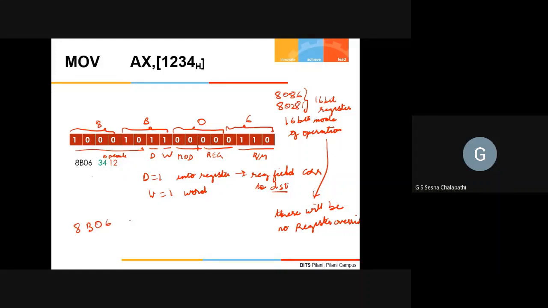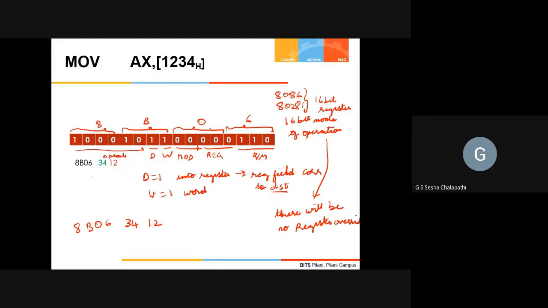followed by the direct addressing code. So lower byte address offset first and then higher byte address offset next. Okay, so the whole instruction will be 8B063412H. Okay, now let us come back to this particular question.